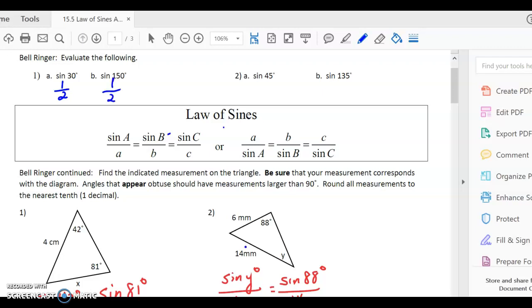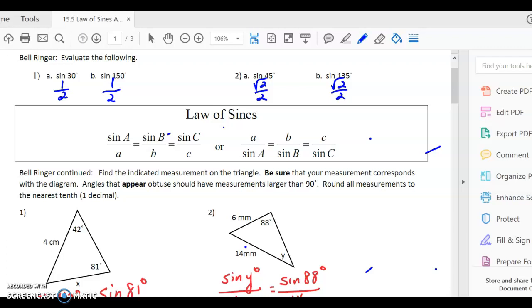What's the sine of 150? 1/2. Remember, they both have 30-degree reference angles, so therefore the sine is positive in both the first and second quadrants. The sine of 45 would be square root of 2 over 2. The sine of 135 would also be square root of 2 over 2.